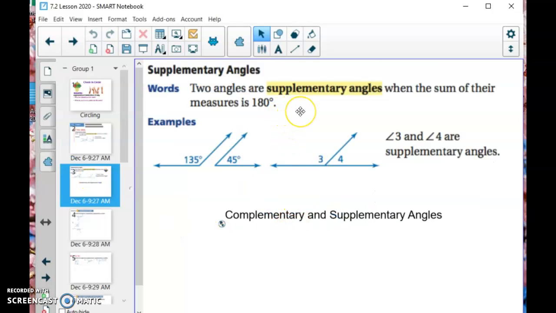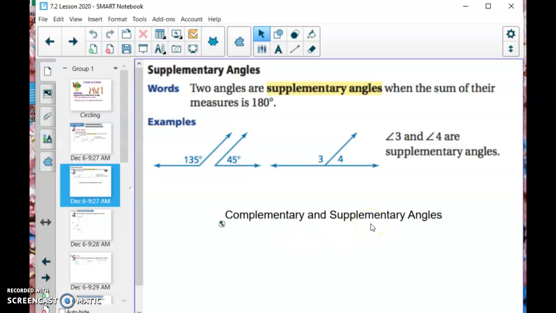Well, what is the other option? Supplementary angles. Supplementary angles are two angles that sum to 180 degrees. So you could just have two angles that when you add their angle measures together equals 180. Or you could have two angles that make a straight line, and those two angles formed there would make supplementary angles.